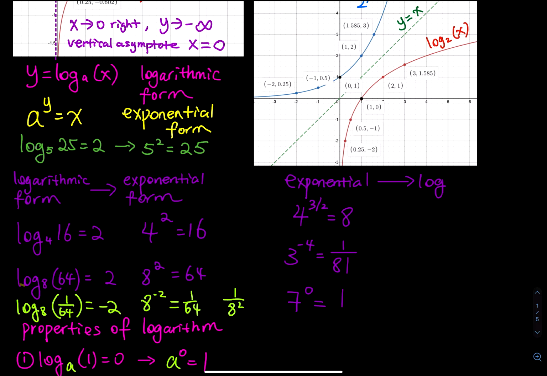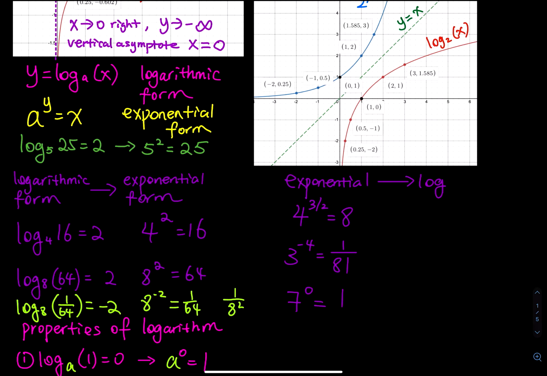Log base 8 of 64 equals 2, because 8 to the second power equals 64. This is absolutely right. Let me add another problem. Log base 8 of 1 over 64 equals negative 2, because 8 to the negative 2 power equals 1 over 64. How about from exponential form back to logarithmic form?